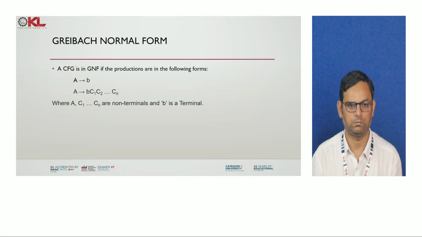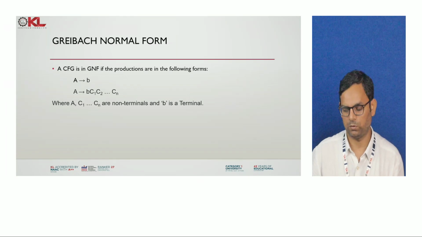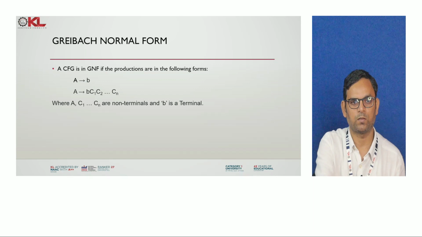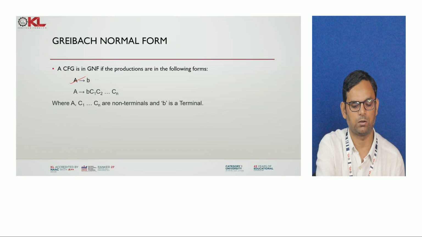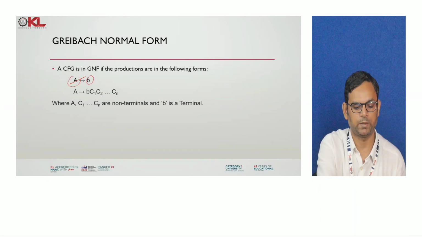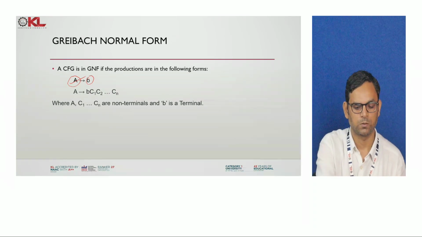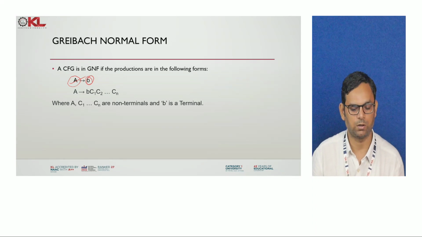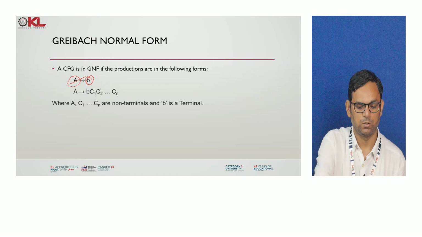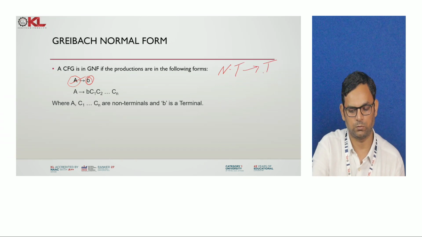Any context free grammar is in GNF, that is Greibach normal form, if the productions are in the following forms. What are the forms? The production forms allowed in GNF are these. Here capital A, any capital symbol, is called a non-terminal symbol, and any small letter symbol is called a terminal symbol. So the first type of production that GNF allows is a non-terminal giving a terminal symbol, only a single terminal.